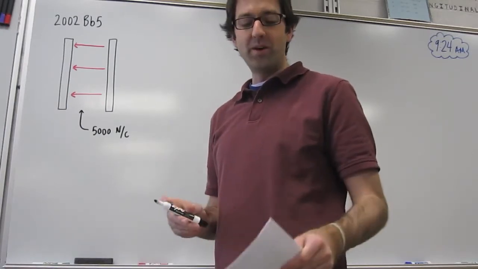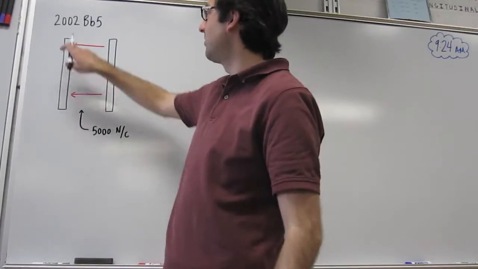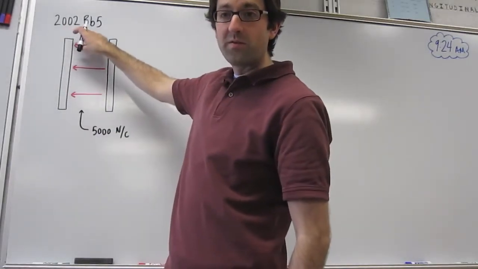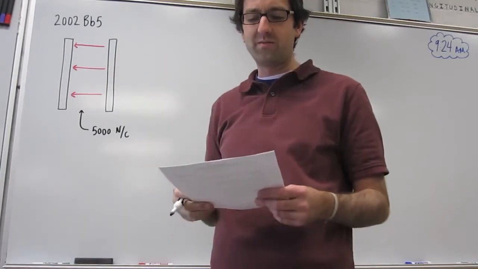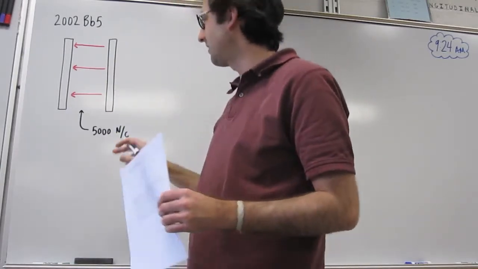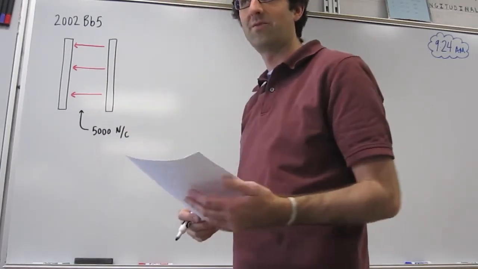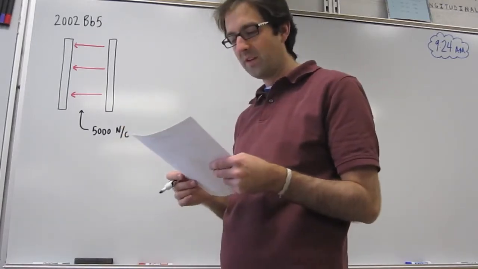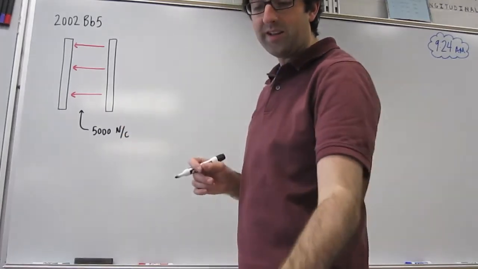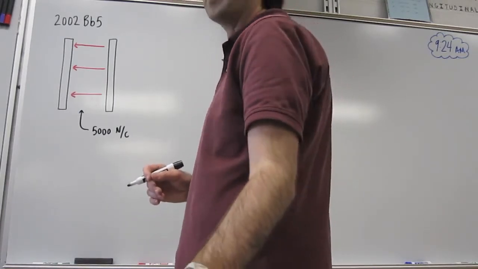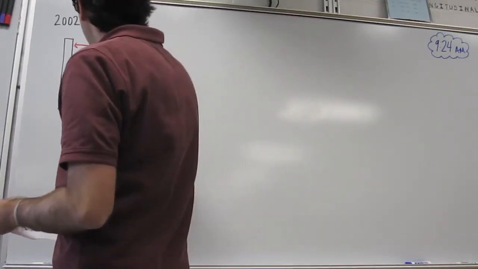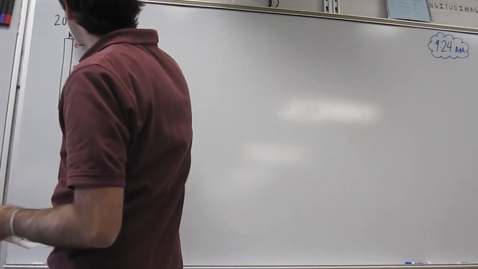But anyway, we're here. We're going to go through problem 2002 from the Physics B test, Form B, problem number 5 from that test. It's the one that has the parallel plates with the E field in the middle. All right, so it tells us... There are a lot of problems like that. Which is this, the one where it's like 5,000 newtons per coulomb in between?